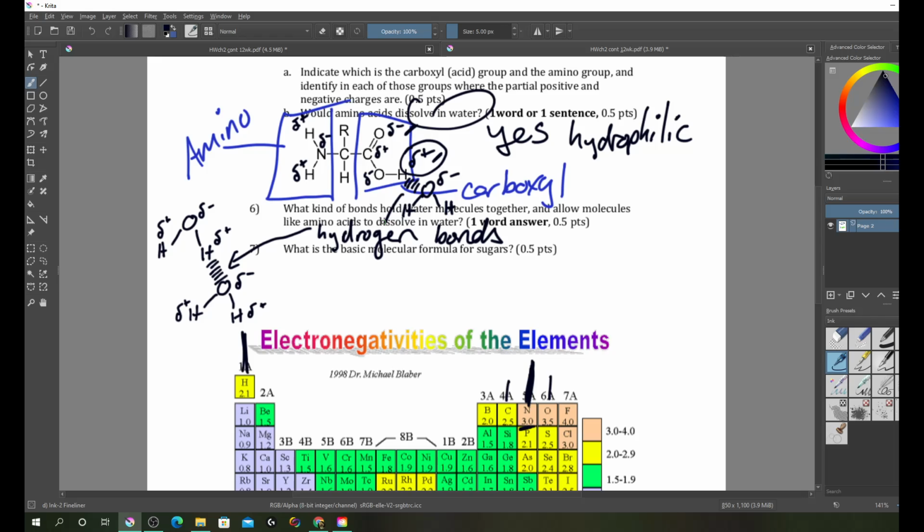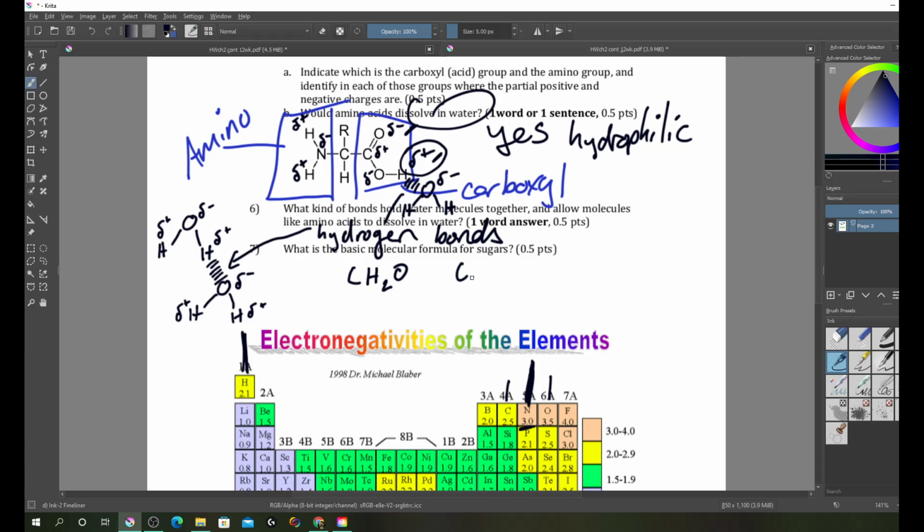And then the last question, what is the basic molecular formula for sugars? So remember, we spent a long time in class on this. We said that sugars can have all kinds of numbers of carbons. Usually they are rings of carbon with hydroxyl groups and stuff sticking out. But it can have any number of carbons. So what makes a sugar and not another organic molecule? It has to have the ratio of CH2O. 1 carbon for every oxygen and 1 carbon for every 2 hydrogens.